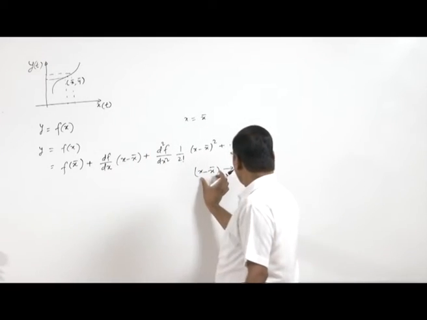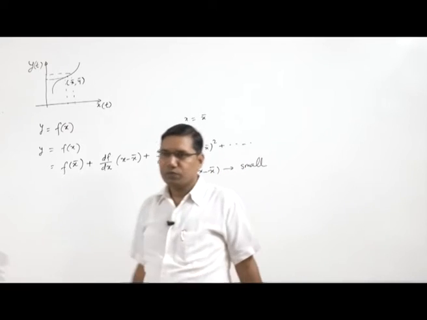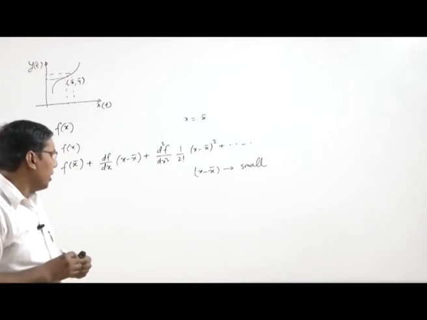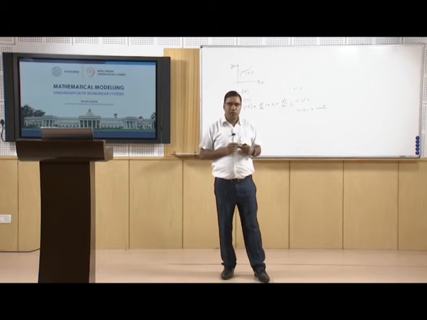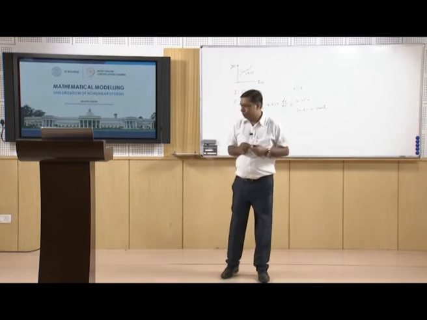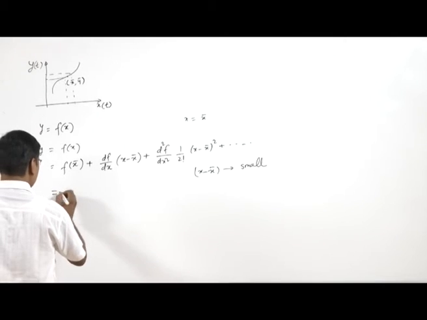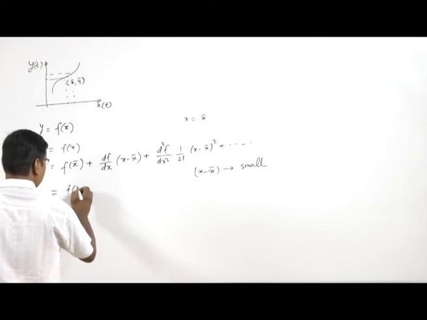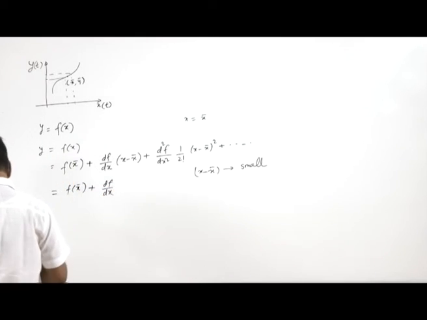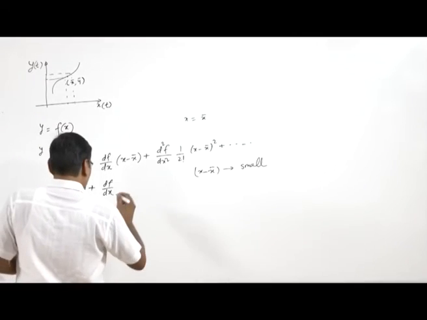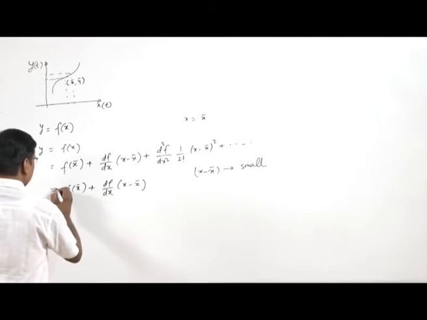So, we assume that x minus x bar is so small that the higher order terms, like square, power 3, power 4, we can neglect because they will be even smaller. So, we can approximate this as f(x bar) plus df by dx times (x minus x bar).